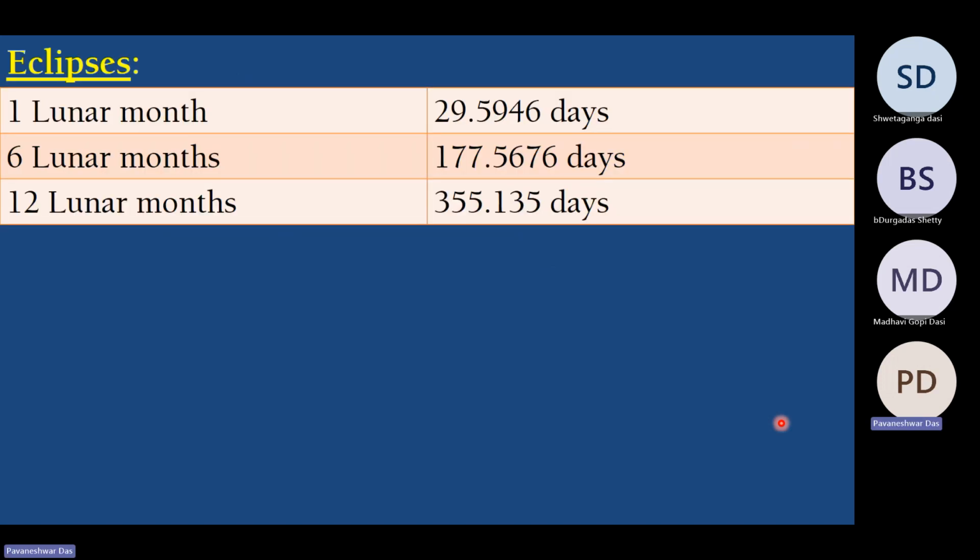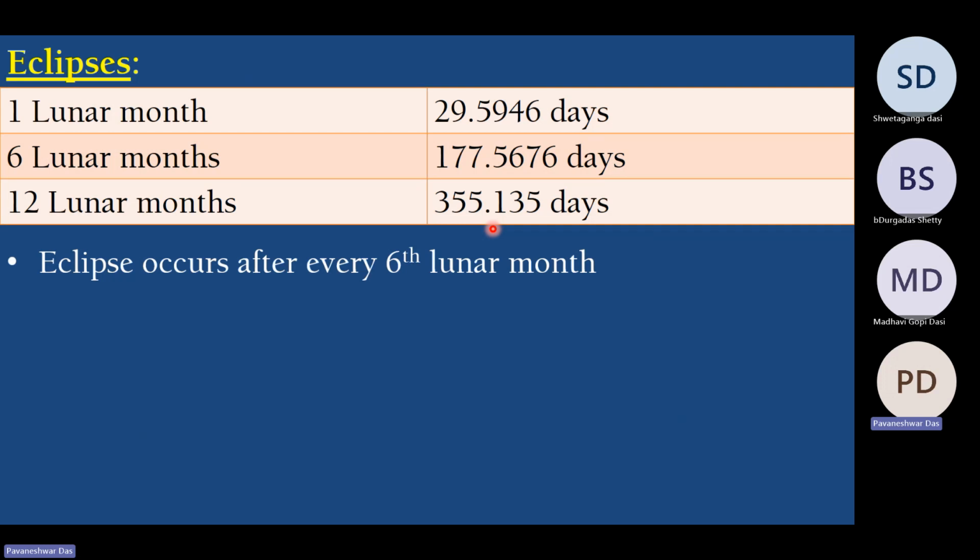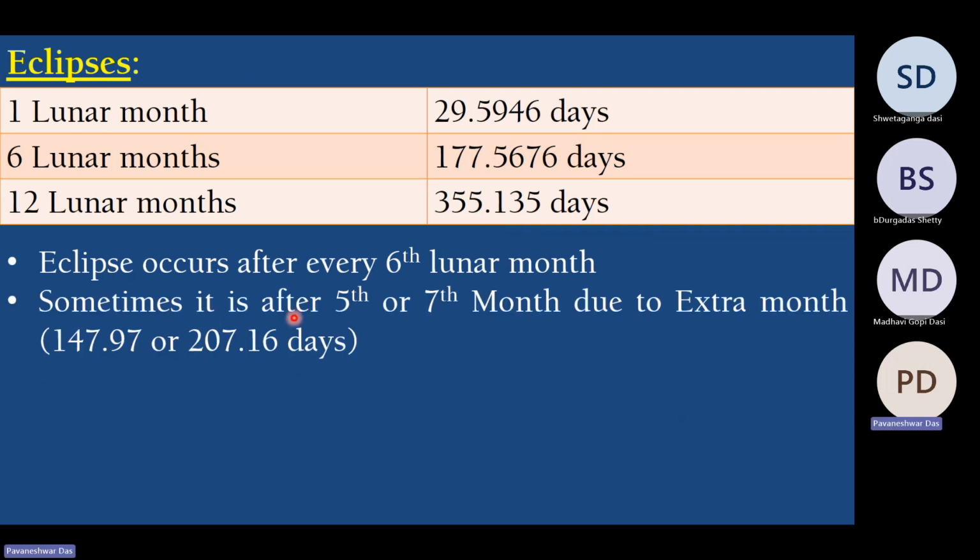Normally one lunar month is about 29.6 days, 6 lunar months are 177 days, 12 lunar months are 355 days. An eclipse occurs after every 6th lunar month. Sometimes it is also after the 6th or 7th month due to the extra month. Generally, after 6 lunar months, the eclipse will happen. After 177 days, the next solar eclipse or lunar eclipse can happen. But in a year when there is an Adhika Maas, the eclipse can come in the 5th month also, 7th month also, in addition to the 6th month. So in these 3 months it can happen, the 5th, 6th, or 7th month, anytime.